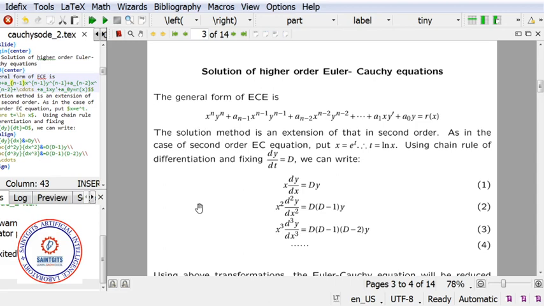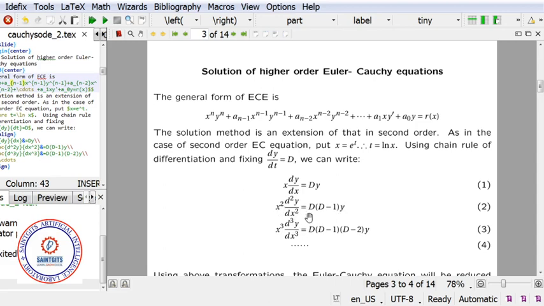In the previous class we learned how to put the substitution and how to reduce the second order Euler Cauchy equation into an ordinary differential equation. Here we use the same idea. We put x equal to e raised to t, and therefore t is equal to ln of x, and we take the derivative of y with respect to t as D. In the previous session we saw x into dy by dx is D into y, and similarly x square into d square y by dx square is equal to D into D minus 1 y.